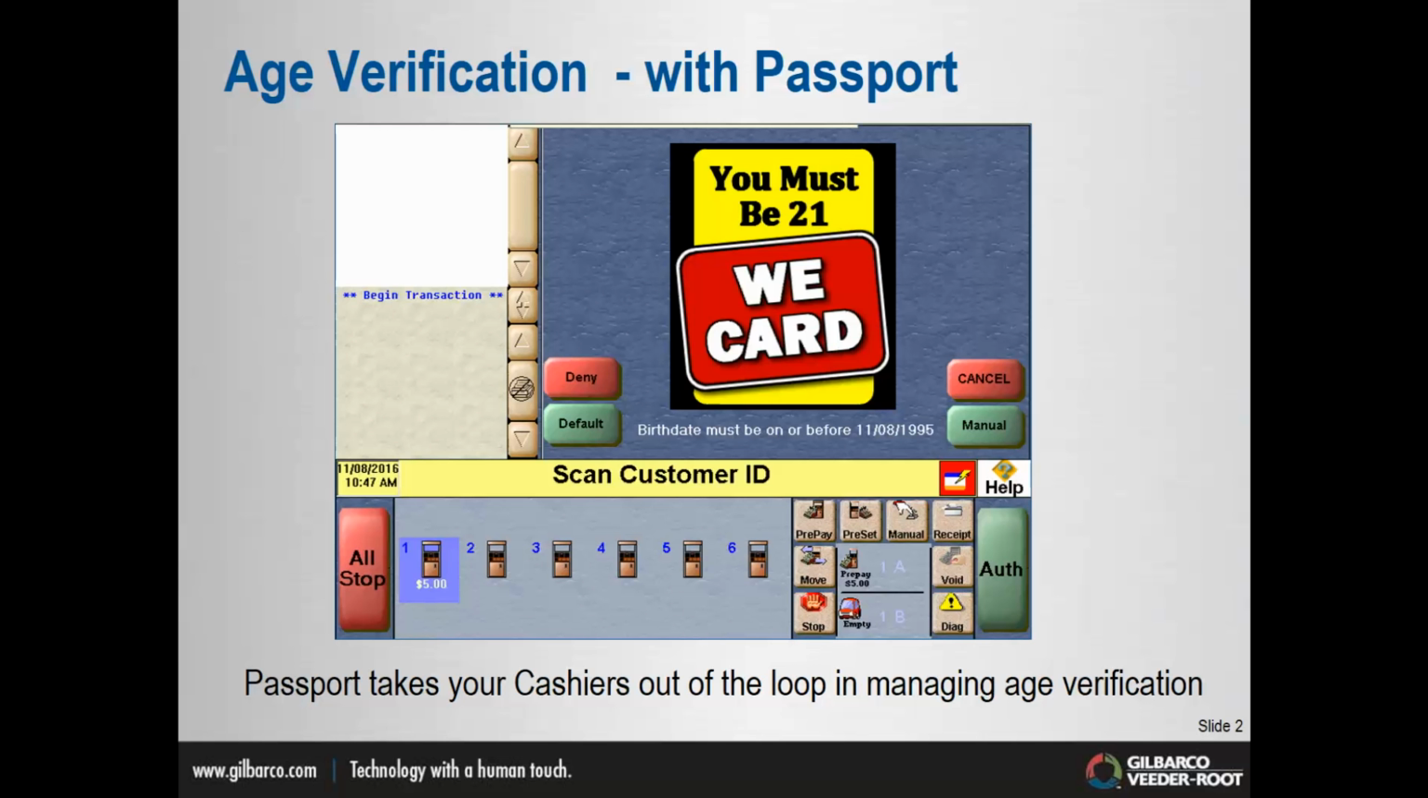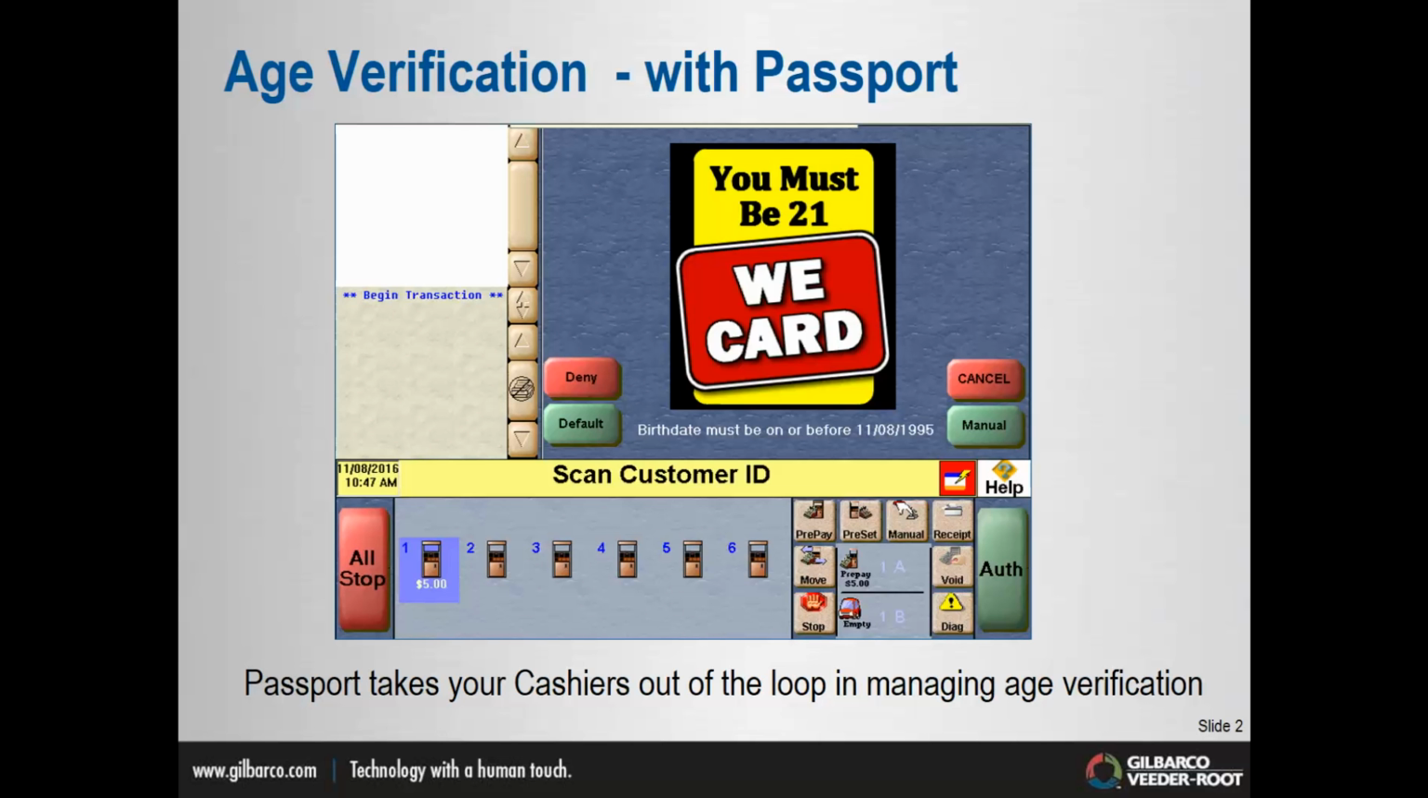Before we move on, note the deny, default, cancel, and manual buttons. Deny allows the cashier to deny the sale. If configured, default allows the cashier to authorize the sale to a customer when they know that customer is over the legal age limit for that item.